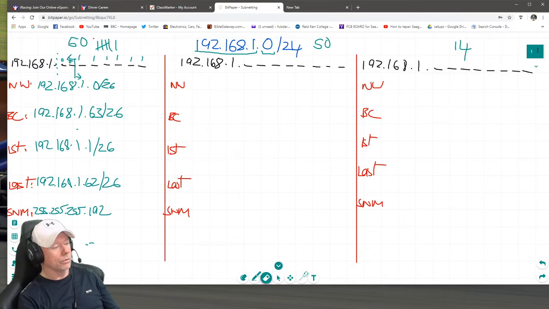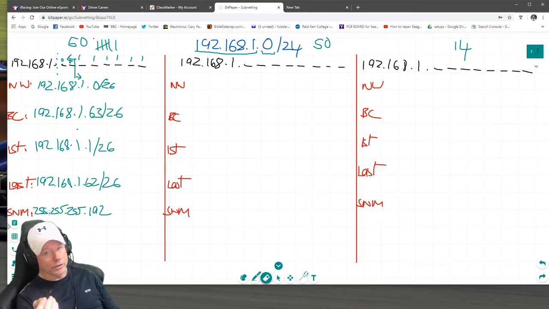Now let's just get rid of this. I hate a messy board. So our first network is 192.168.1.0 for the network. Broadcast 192.168.1.63 for the broadcast. The first usable is the network plus 1, 192.168.1.1. And the last usable is 192.168.1.62, which is the broadcast minus 1. Okay? And then the subnet mask is 26 bits long, as designated by the /26 here.